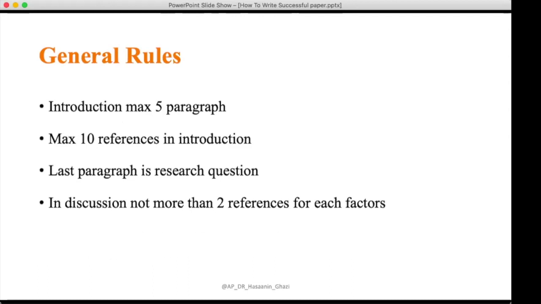So, general rules for a manuscript. The introduction is a maximum of 5 paragraphs, with a maximum of 10 references. The last paragraph in the introduction is the research question, as we said, the general objective. In the discussion, not more than 2 references for each factor.